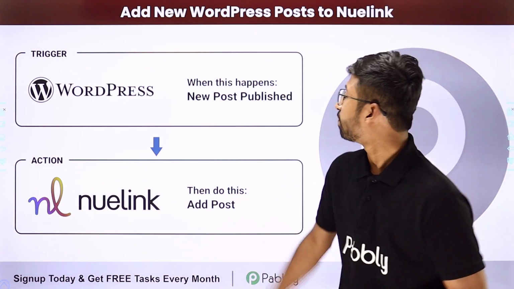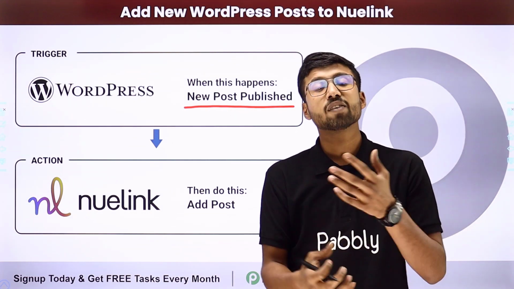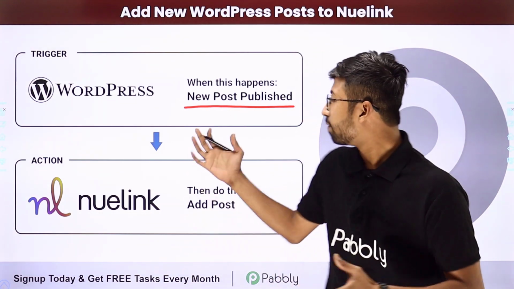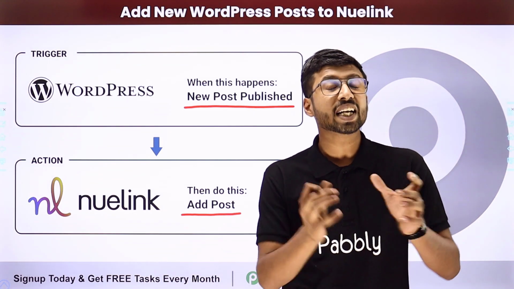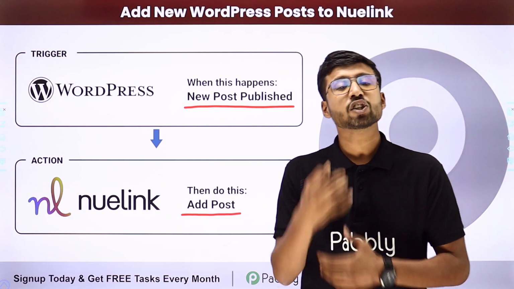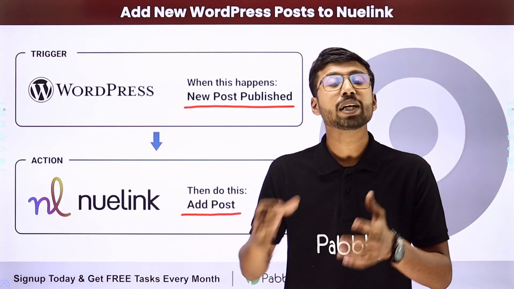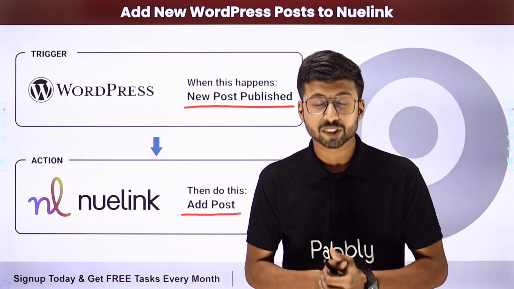In this automation, whenever a new post is published on your WordPress site, the featured image of that WordPress post will automatically be added to our Nuelink account. We are also going to add the title of that post as the caption of that image. And using Nuelink, you can schedule that image to be posted on your multiple social media platforms automatically. So how can you set up this automation and use it?